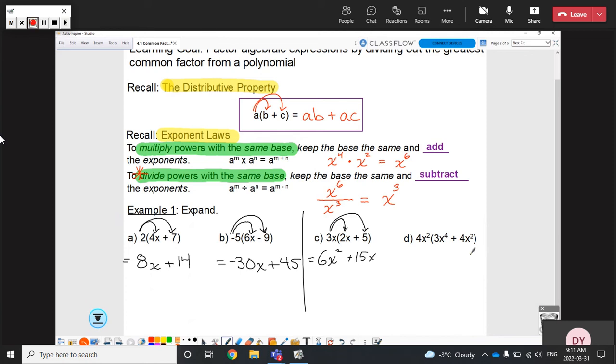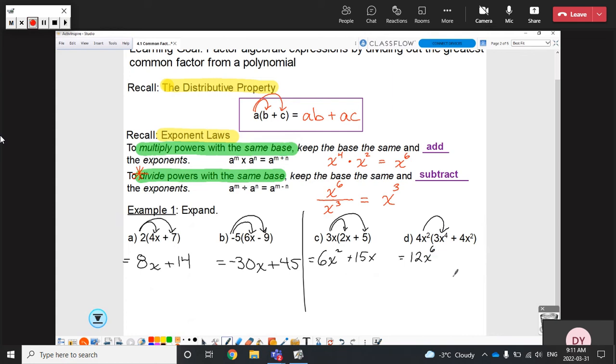And lastly, this is where it can get a little bit messy. We've got to be a little bit more cautious. 4x squared times 3x to the exponent 4. I take this, my brain works one piece at a time. So I'm going 4 times 3 is 12, and then x squared times x to the exponent 4. We're going to add the exponents.